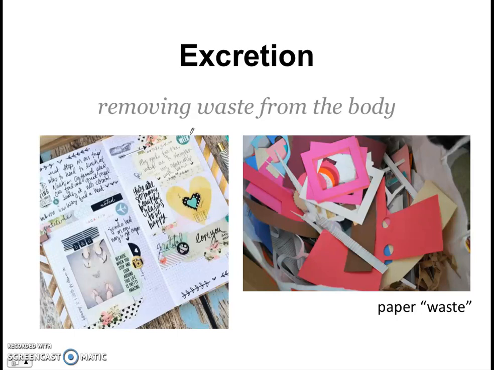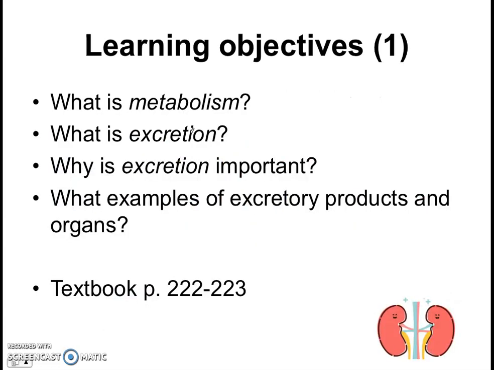Now, your body has lots of activities going on, and all these activities also result in some waste being produced. So what does your body do with such waste? That's what we're going to look at in this chapter. So here are the learning points for our first video. What is metabolism? What is excretion? Why is it important? And what are some examples of excretory products and organs? You can find them in your textbook on this page.